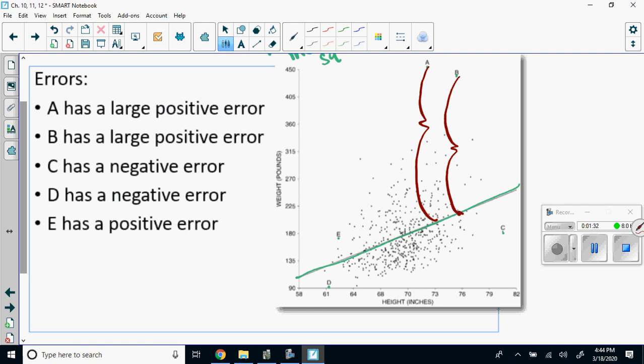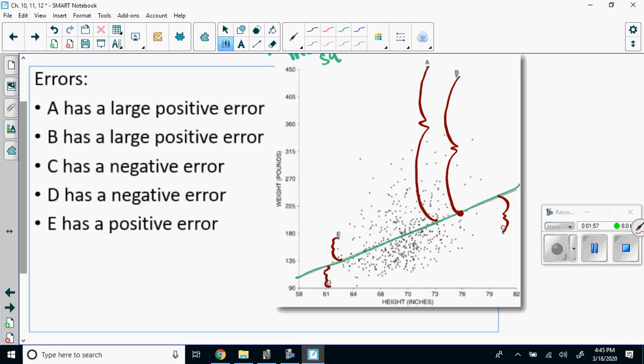We would predict for 76 inches, we predict it to be down here at like 200. And it's clear up here at 430. So that's a large positive error. Then we've got C, that's a small negative error. E, that's a large, actually not large, sorry, it's just a positive error. And D, that's a negative error.